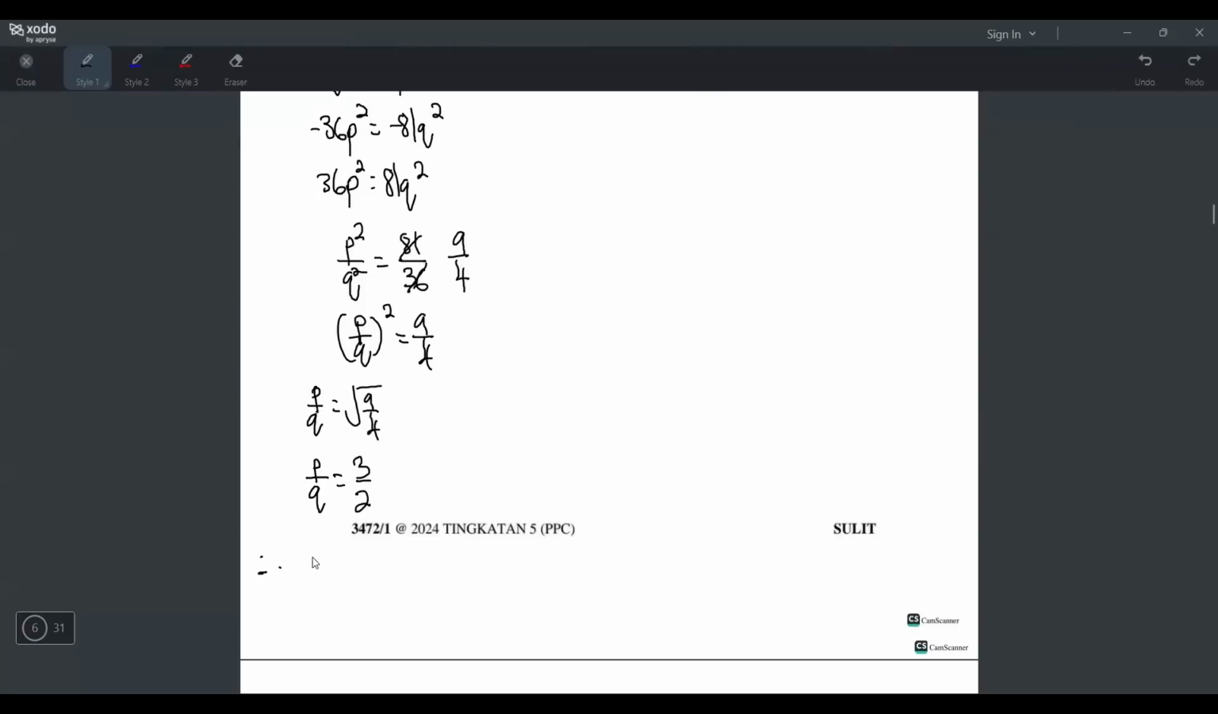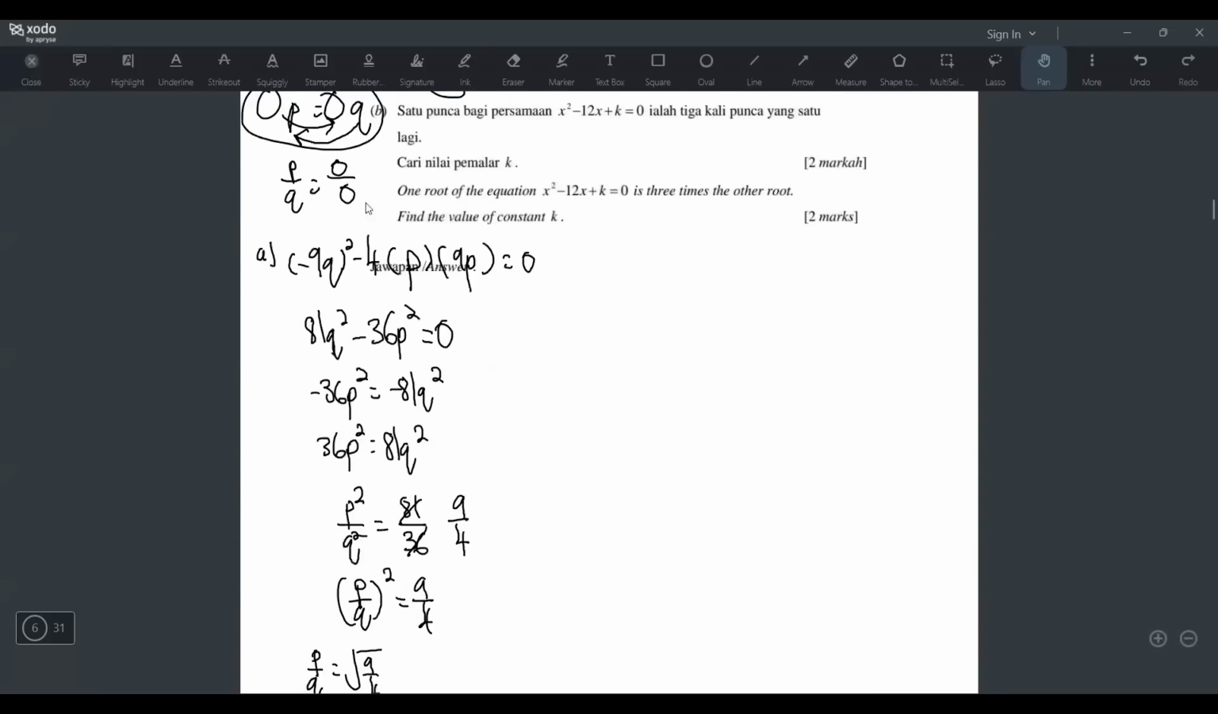But make sure you write nicely for them. P colon Q like this. And then you just write 3 colon 2. Okay, so this is the answer. Okay, this is the answer. Okay, done. Let's do B.